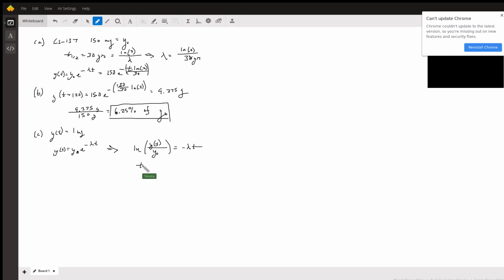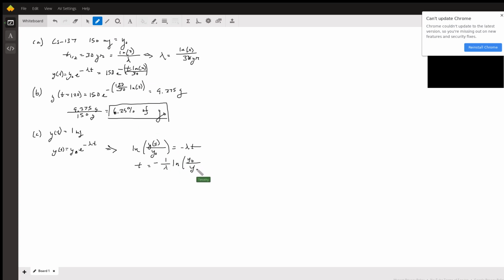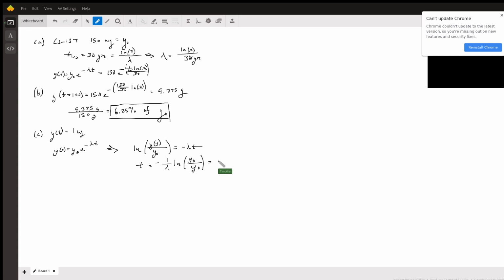And then the time will just be negative 1 over lambda ln y of t over y naught. And that's just going to be, if you're plugging in your numbers right, negative 30 over ln 2 times ln of 1 over 150. And you should get something along the lines of 216.86 years.